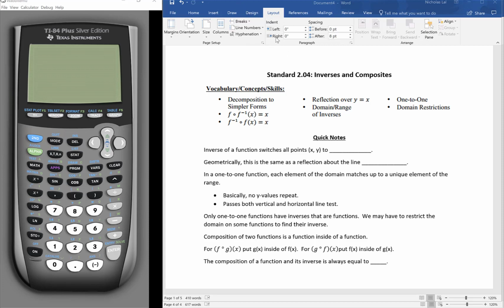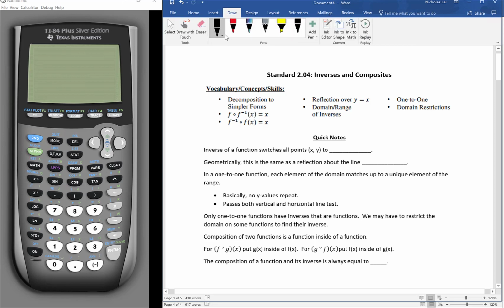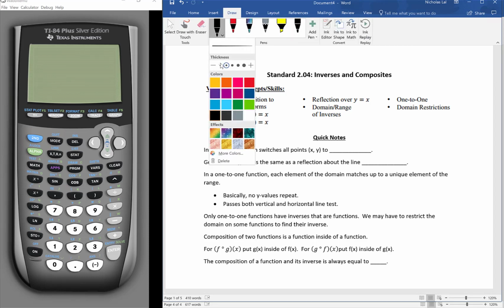Hello, pre-calc students. Today we're doing inverses and composites. First we're going to do the quick notes, and then we're going to go through the problems.